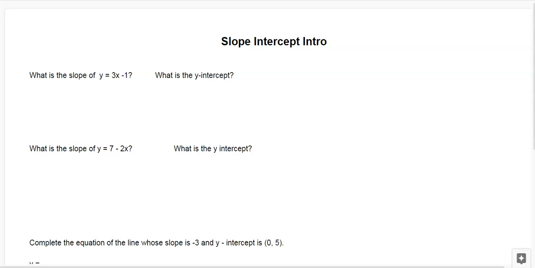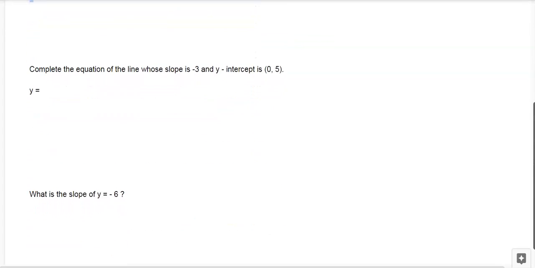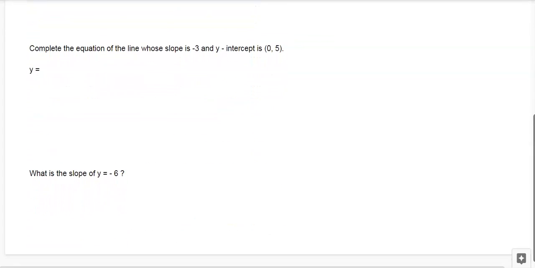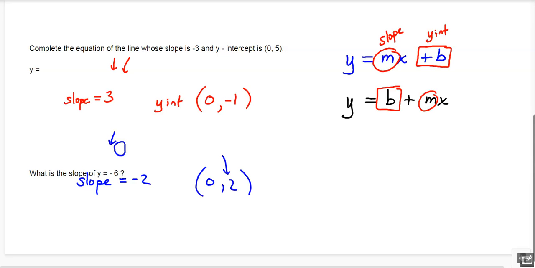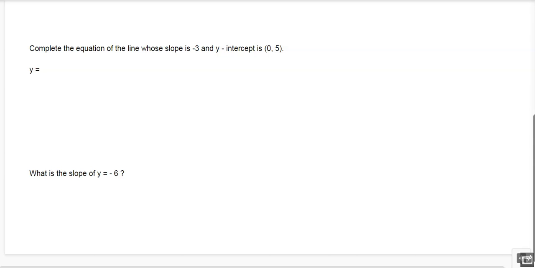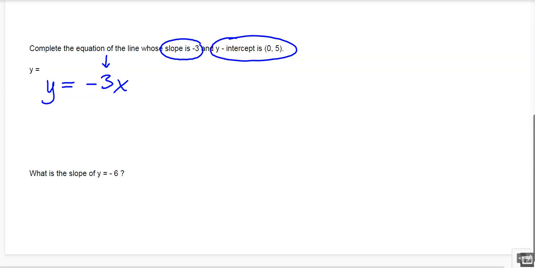Now, the other type of question that comes up is where it says, complete the equation of a line whose slope is -3 and whose y-intercept is (0, 5). So now they're going backwards the other way. If they say the slope is -3, well, it's y equals -3x. So there's my slope part. And if the y-intercept is (0, 5), then my y-intercept is just +5.